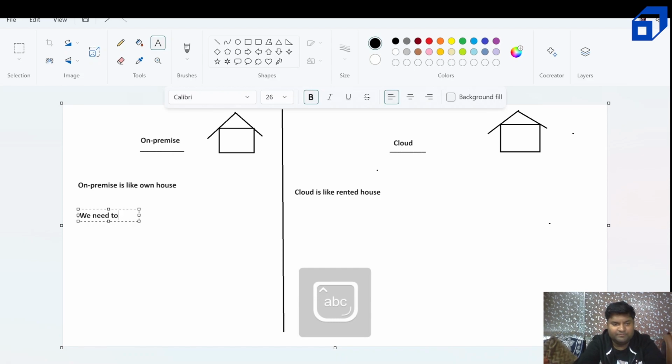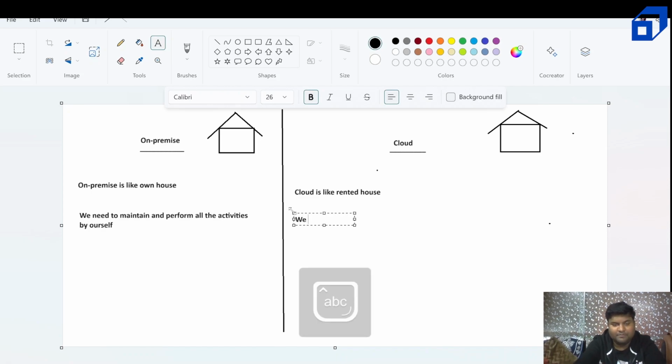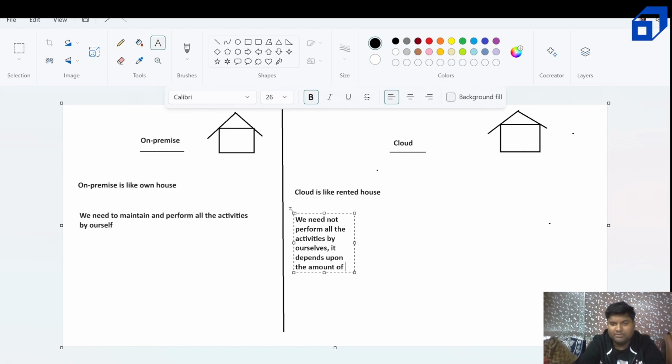We need to maintain and perform all the activities by ourselves. We need not perform all the activities by ourselves. It depends upon the amount of responsibility shared. I'm just writing the points initially, and I will discuss each and every point again in depth.